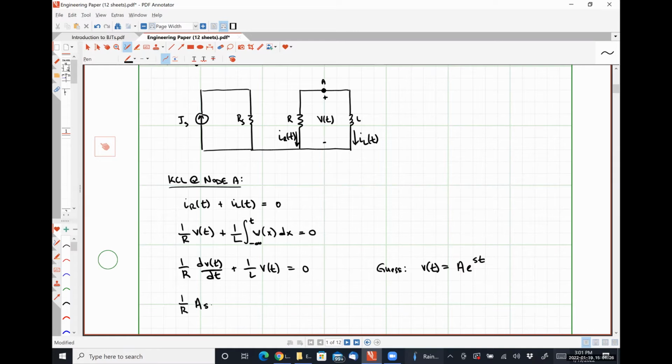A s e to the st plus 1 over L A e to the st is equal to 0. I'm going to give you guys a moment to copy this down, and then I'm going to go to the next page on my little tablet here.